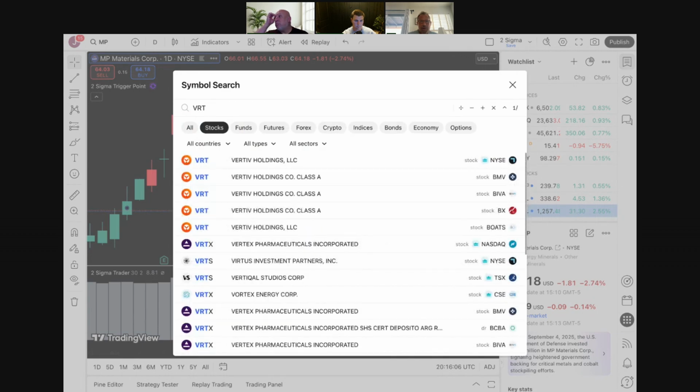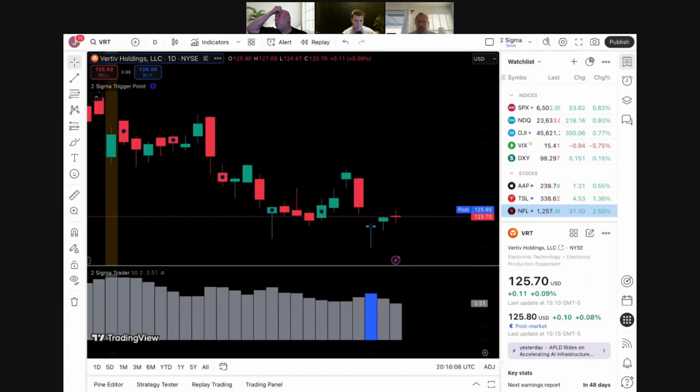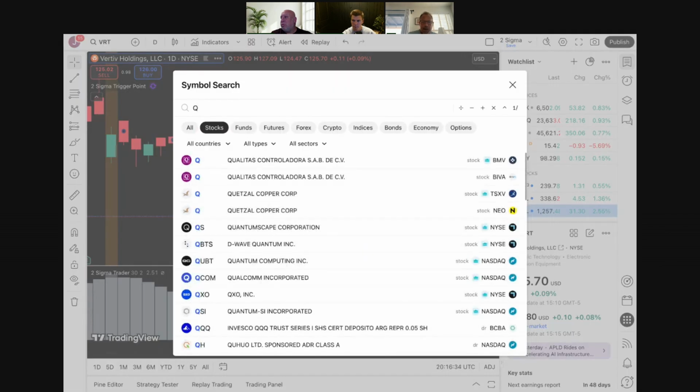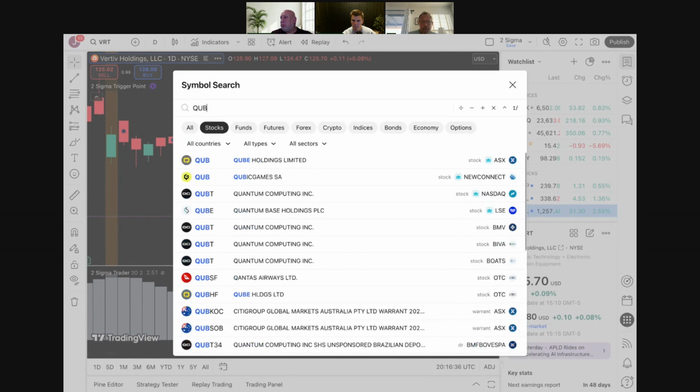VRT, Vertiv Holdings, is an electronic production equipment company. We did get one blue bar here. The stock then bounced a little bit in the last couple days. But here too, if we get closer to 2 standard deviations below the mean, Vertiv is a name that I wouldn't hesitate to trade. Quantum computing stock, QUBT.